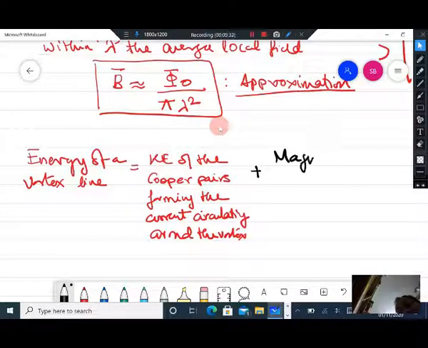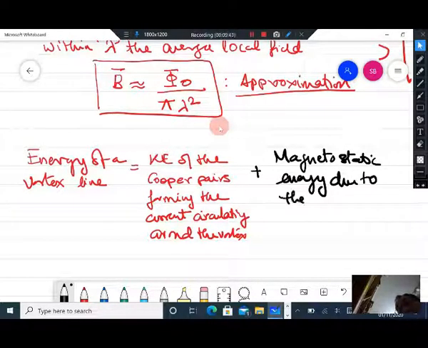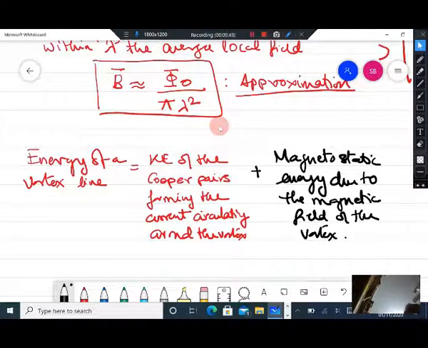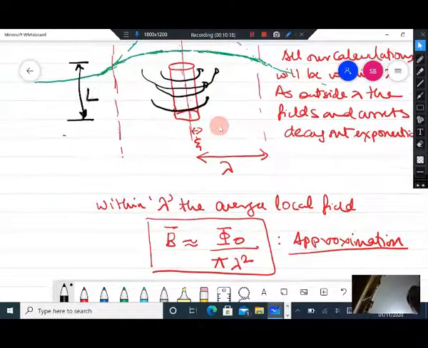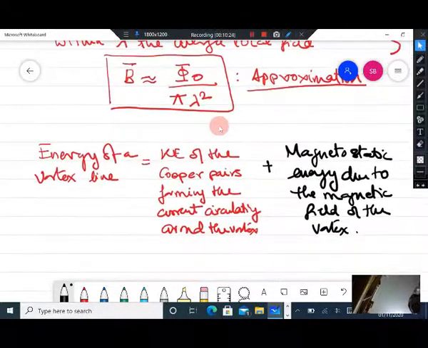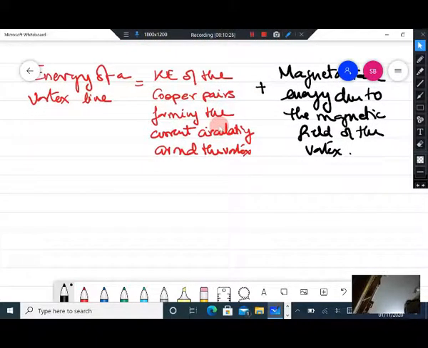the magnetostatic energy due to the magnetic field of the vortex. So this will be the magnetostatic energy due to the magnetic field around the vortex. Now you will consider that this vortex has a length L. So first let us calculate the kinetic energy.